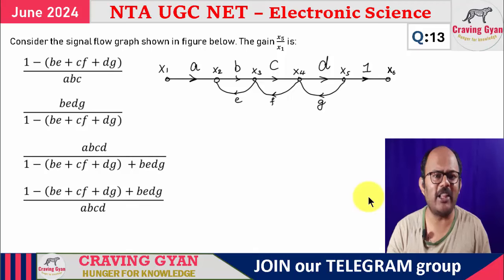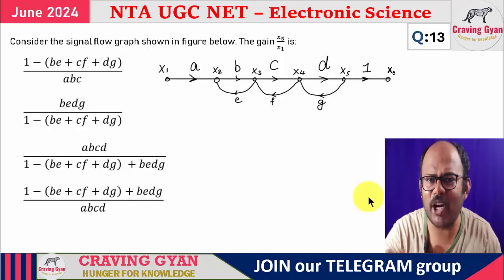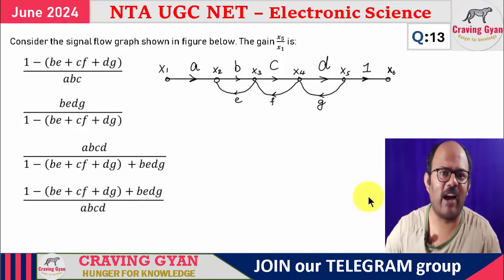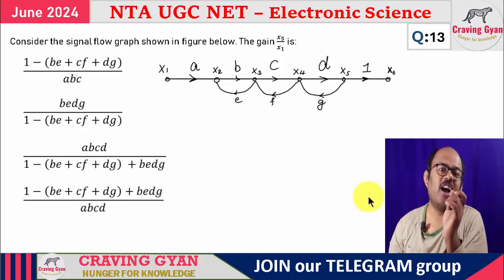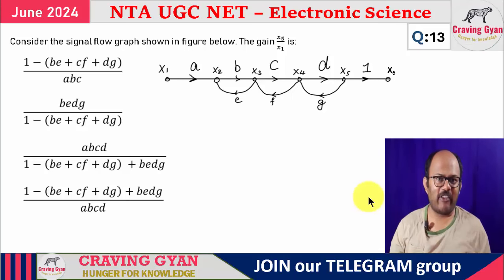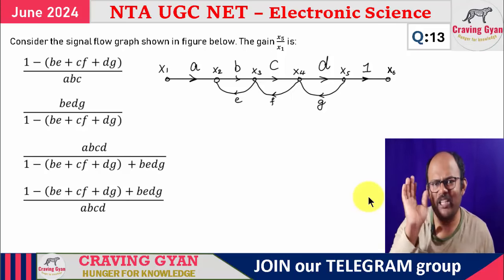Let us move on to the 13th question. Such a simple question from control systems, signal flow graph, they have asked. In this, what they are asking is we have to find the transfer function of the given signal flow graph. Please observe the things.